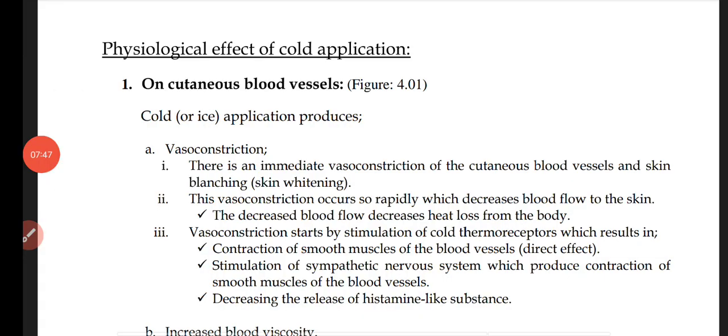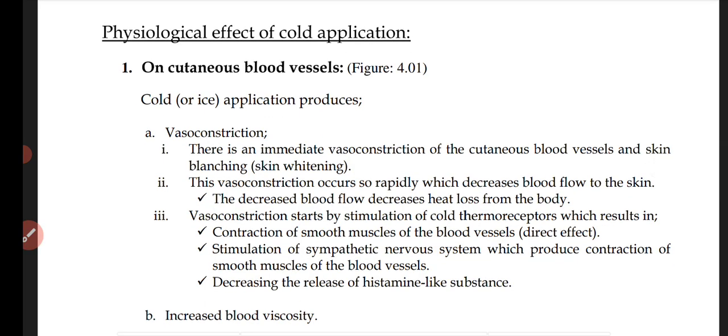Next, physiological effect of cold application on the cutaneous blood vessels. There is immediate vasoconstriction of the cutaneous blood vessels and skin blanching. This vasoconstriction occurs so rapidly, which decreases blood flow to the skin. The decreased blood flow decreases heat loss from the body. Thus, the vasoconstriction starts by stimulation of the cold thermoreceptor, which results in contraction of the smooth muscle of the blood vessels, which is a direct effect.